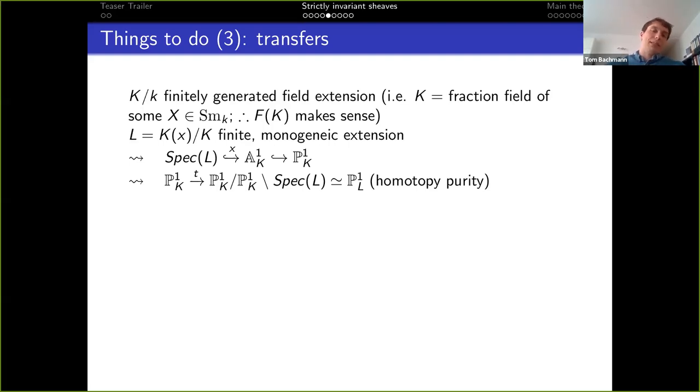I take the projective line over K, or capital K, and I collapse the complement of this point Spec L corresponding to X. Okay, so then I get some sort of collapse map here, which I denote T, and then that's where the magic happens. There's something called the homotopy purity theorem, which tells you that there is in fact a canonical equivalence between this guy and the projective line over L.